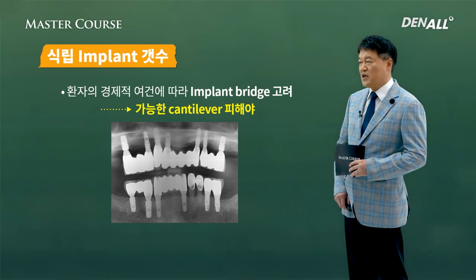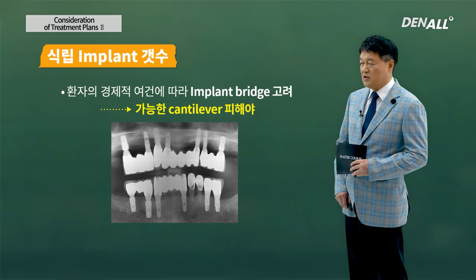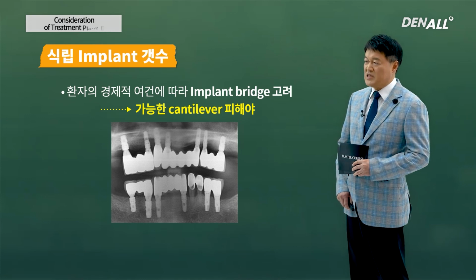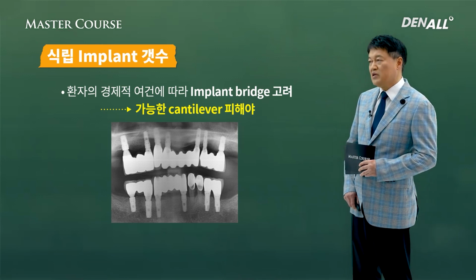So in the upper, number 4 and 6, and in the anterior, number 2 and 3 implants were placed. In the lower, I didn't place an implant for every single missing tooth, so I placed 2 implants and did a bridge, but you need to be aware of cantilever force.